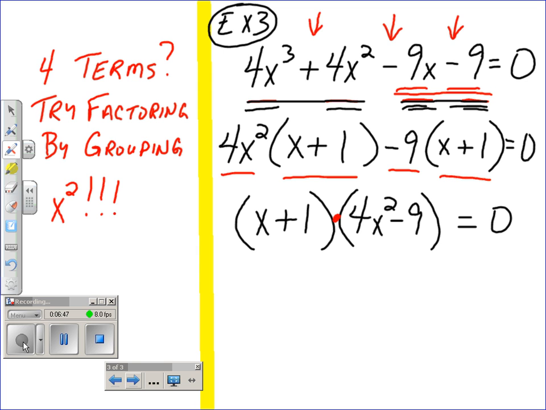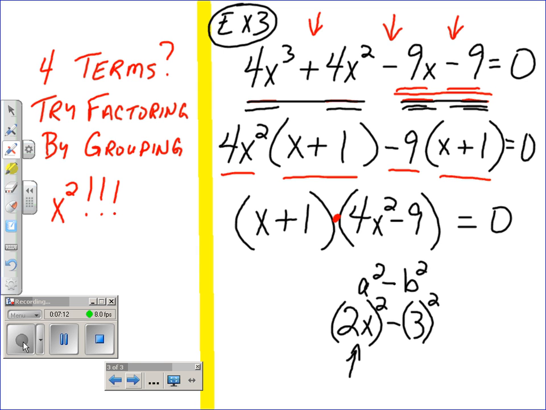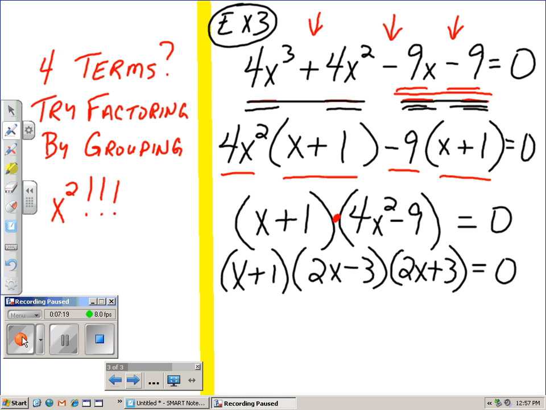Well, if you look a little closer, that resembles your a squared minus b squared pattern. And it would resemble it even more if the 4x squared was written like this instead, because 2x times another 2x is 4x squared. And if the 9 was written like this instead, because 3 squared is the same thing as 9, then this would be your A, and this would be your B. So that's one of those special patterns we talked about earlier.